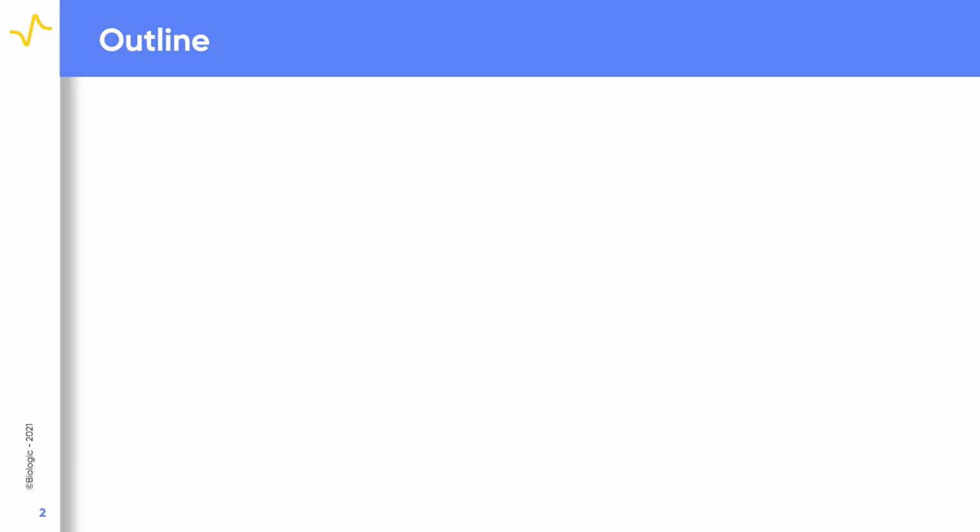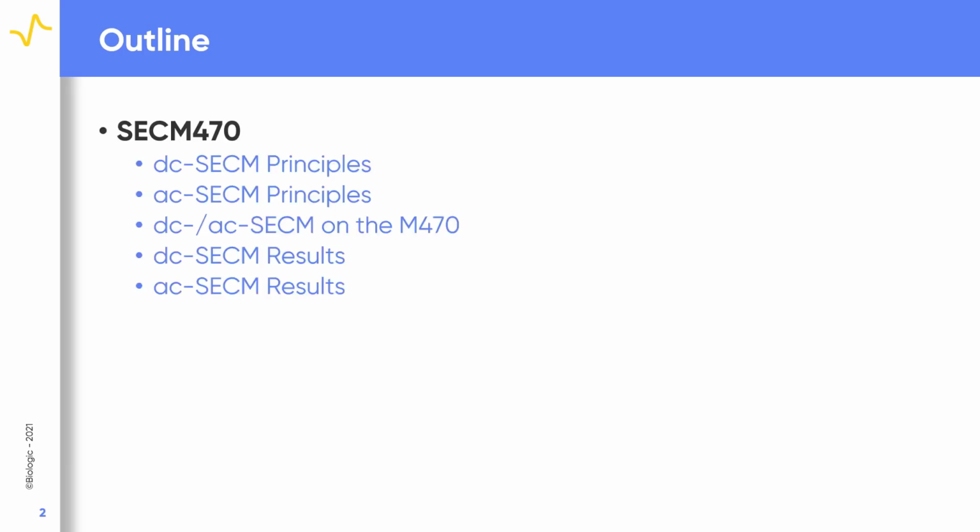This presentation is broken into two parts. In the first part, the SECM 470 will be covered. This module is capable of constant height DC and ac-SECM. We will discuss the principles of DC and ac-SECM, introduce their use on the M470, and finally look at the results from the test sample using DC and ac-SECM on the M470.